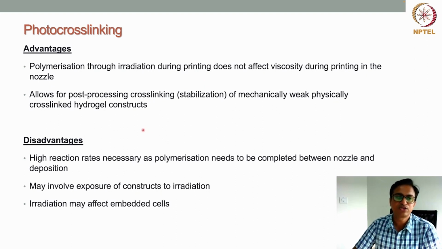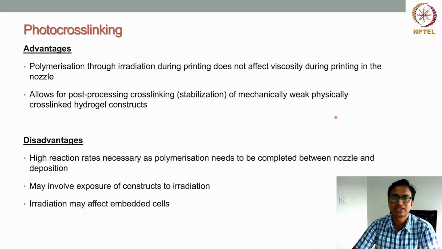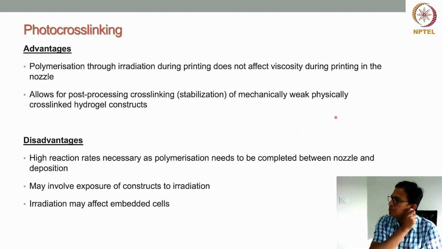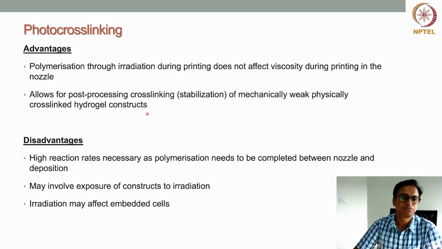The other thing is, it also allows for post-processing photo cross-linking for stabilizing mechanically weak, physically cross-linked hydrogel constructs. Because as we have seen, in the case of physical cross-linking, the structure we got after printing is maybe not mechanically very strong, or the structure is not stable. So to improve the mechanical property or the structure stability, post-processing photo cross-linking can be utilized. So that can be another advantage.